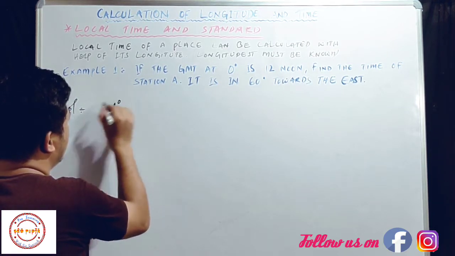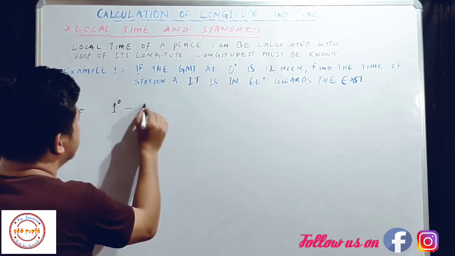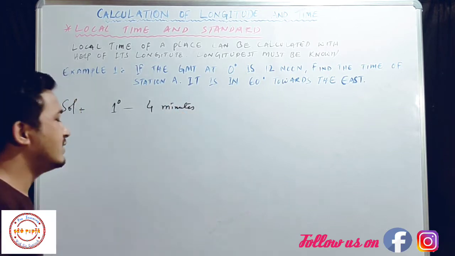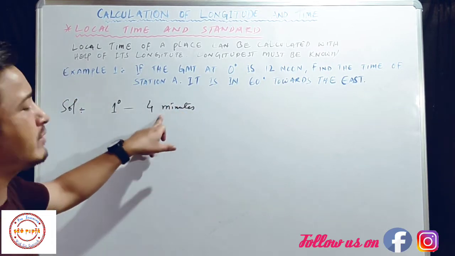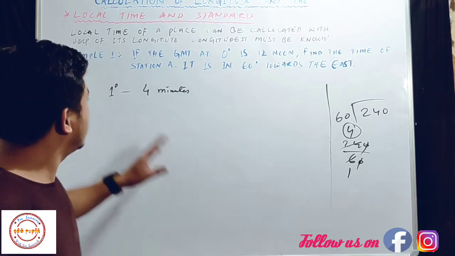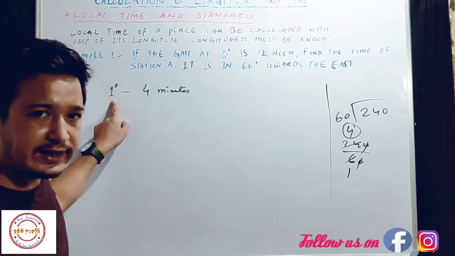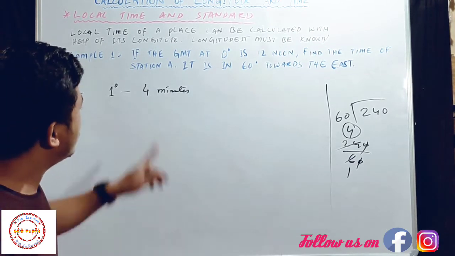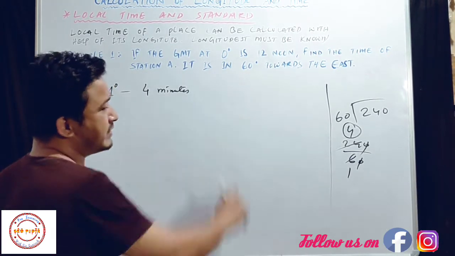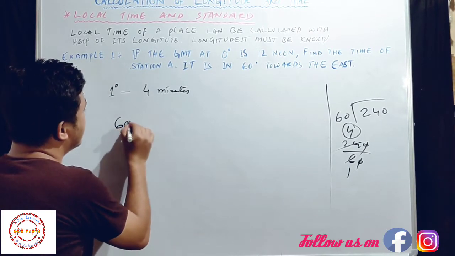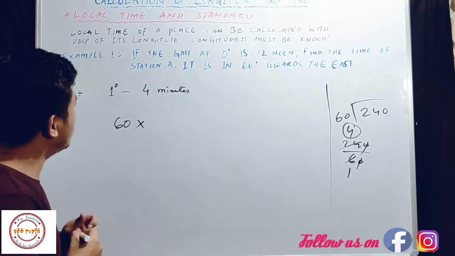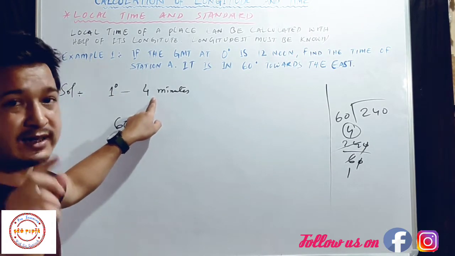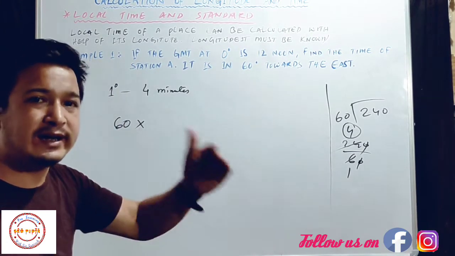to travel 1 degree, sunlight needs how many minutes? 4 minutes. Or you can say the earth rotates 1 degree in how many minutes? 4 minutes. So to rotate 1 degree, the earth needs 4 minutes. So here we have 60 degree. As I told you, to rotate 1 degree our earth needs 4 minutes. It means sunlight will move 1 degree in 4 minutes.